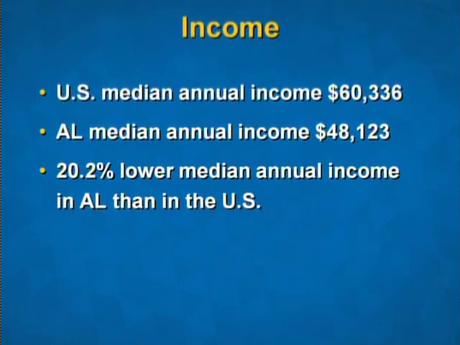Higher income correlates with lower mortality and better health outcomes. In Alabama, the median annual household income is $48,123, which is 20.2% lower than the United States median annual household income of $60,336. In 63 of Alabama's 67 counties, or 94% of Alabama, the median annual household income is below the United States average.